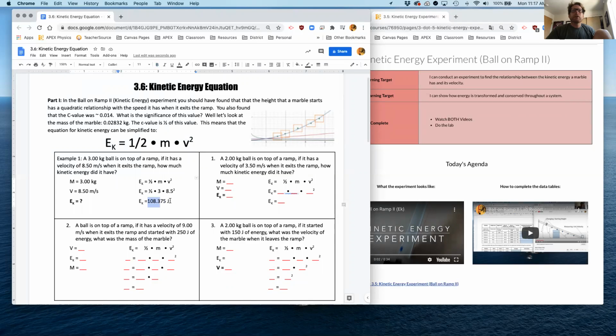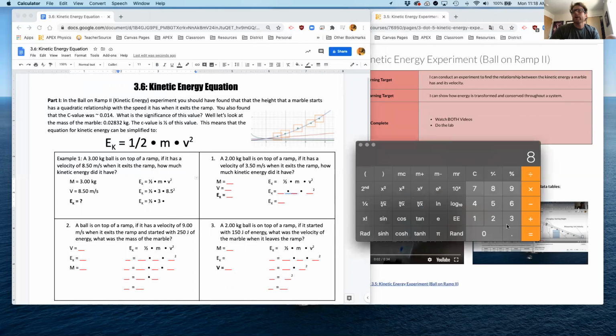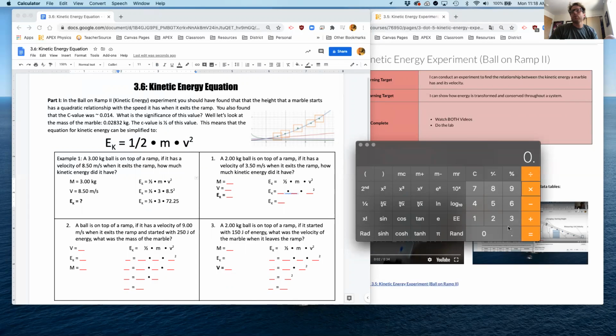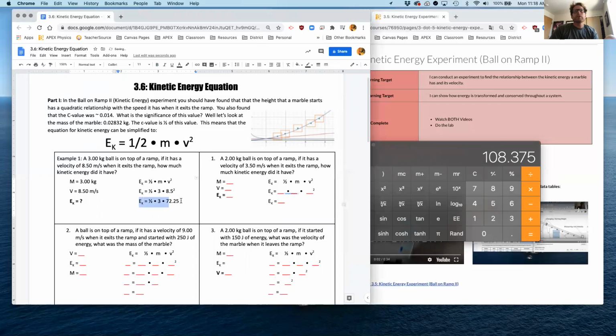Now, if I want to do one extra step, what I would do first is leave 1/2 as 1/2, leave 3 as 3, and do 8.5 squared. So I'm going to grab my calculator real quick. 8.5 squared equals 72.25. That times 3 times 0.5 equals 108. So my final answer here is 108.